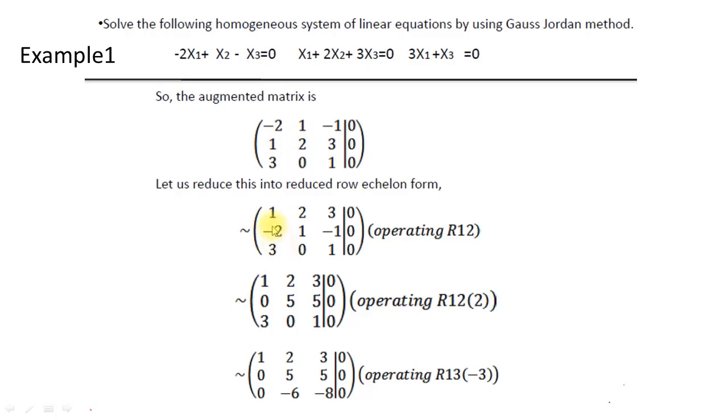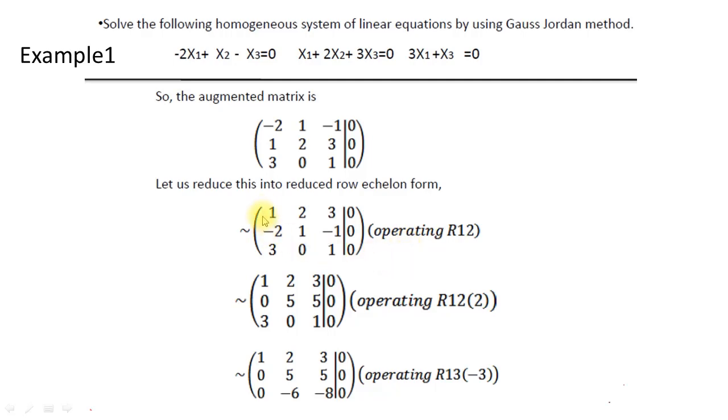For the echelon form, dear students, you know we have these three entries 0. This number will be 0, this number will be 0, and this number will be 0, and on the diagonal we have 1 1 1. So first of all, interchange the first row and the second row. We obtain 1 2 3, minus 2 1 minus 1, and 3 0 1. This operation means interchanging the first and second row.